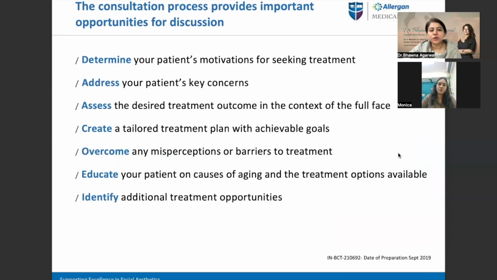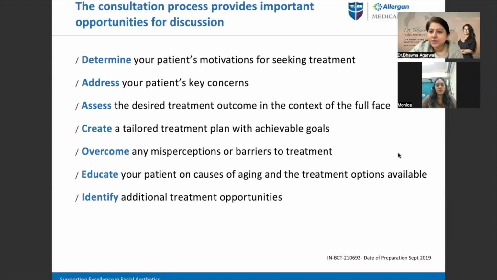So it provides important opportunities for discussion. In a consultation process, you have to determine your patient's motivations. You have to address their key concerns. You have to assess the desired treatment outcome in the context of the full face. Then you create a treatment plan with achievable goals, overcome any misperceptions or barriers to treatment, educate them on the process of aging and the underlying anatomy little by little, and identify additional treatment opportunities.